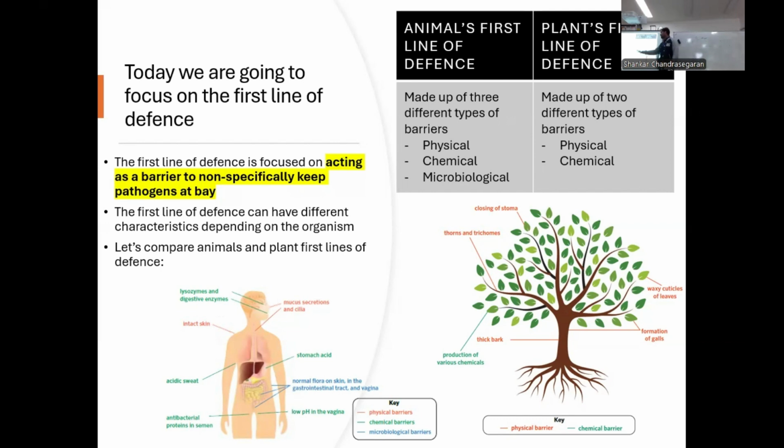So for example, for animals, there are three separate barriers that are going to be working in the first line of defense. But for plants, there are only two specific barriers at work. What we're going to do today is go through the animal first line of defense and the plant first line of defense and see how they differ from each other and how they can overlap in terms of their physical barriers as well.